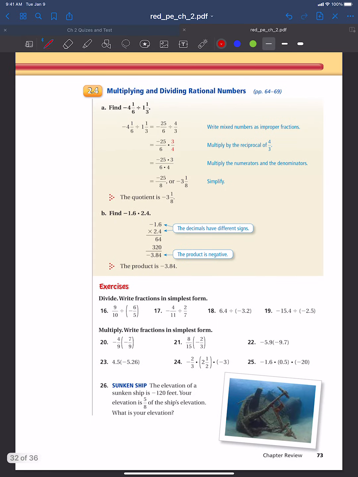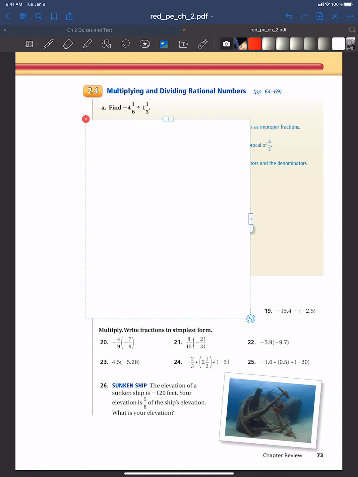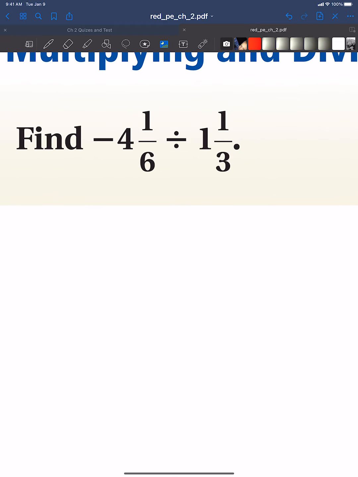Good. Okay, here was our last section, 2.4, multiplying and dividing rational numbers. Go ahead and write that down. These are honestly my favorite because multiplying fractions is so easy. You just multiply straight across. But first you gotta change it, always, right? This is a little different than addition and subtraction. You have to turn these into improper fractions, okay?